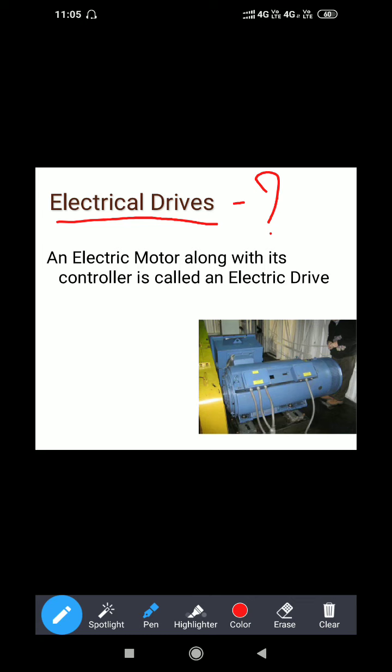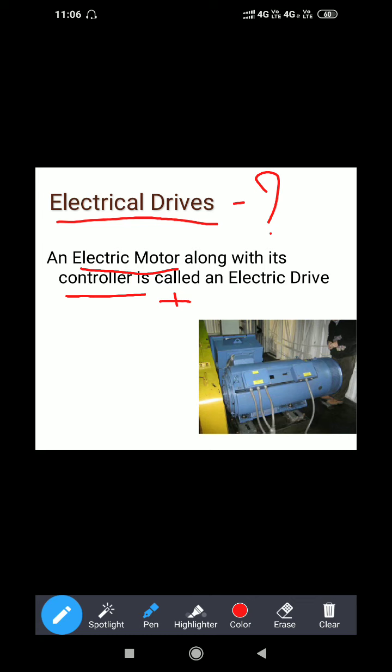So from where can we get this controlled mechanical power? Yes, the answer is drive. Basically, a drive includes the prime movers like gas turbines, steam engines, diesel engines, hydraulic motors, and the electric motor. From this, we can define what an electrical drive is. An electrical drive is the combination of an electric motor as a prime mover and its controller. So these two form an electric drive.